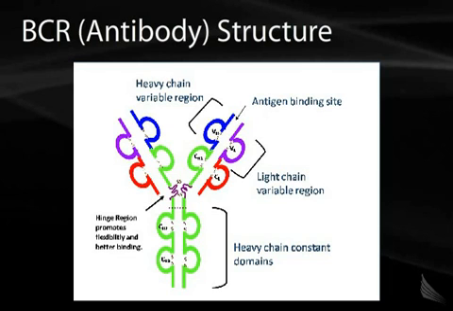Another important point here is to note that this hinge region in the middle of the antibody promotes flexibility and better binding. It allows the antibody to tilt one way or another to allow it to bind to more than one thing. This also comes into play when we talk about papain and pepsin.